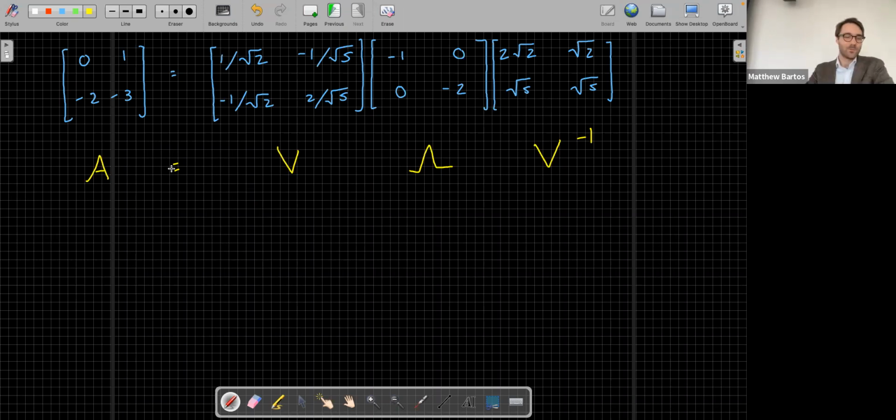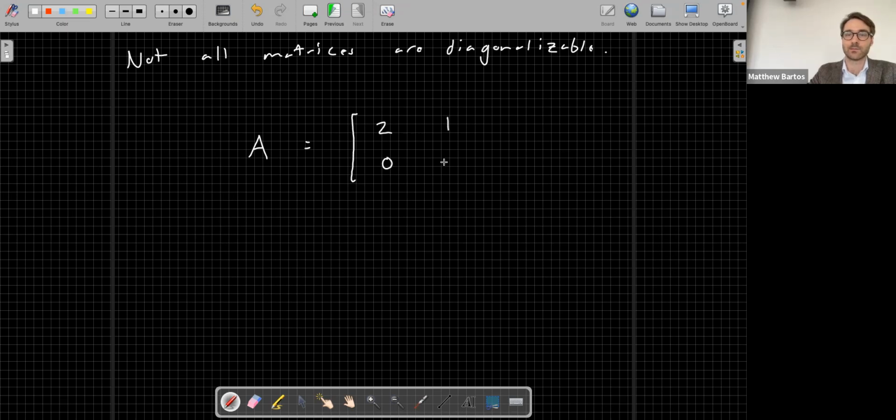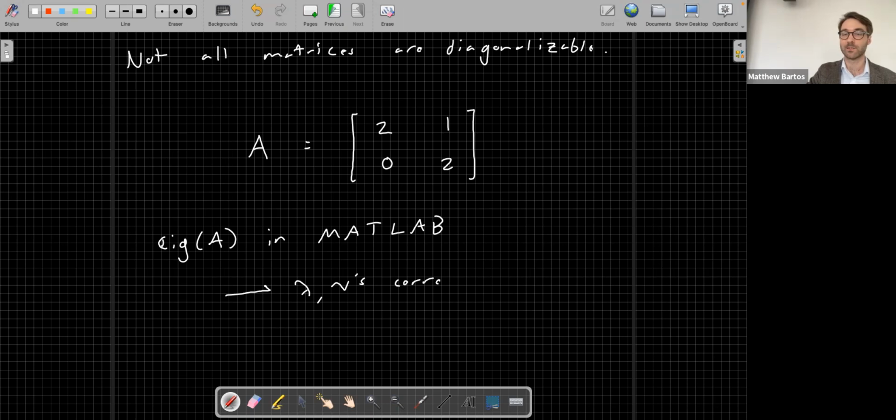No? One quick note I want to make: not all matrices are diagonalizable. This is important, especially if you're trying to do diagonalization numerically. For instance, the following matrix is not diagonalizable. This matrix cannot be decomposed in the way that we showed in the previous slide. In fact, if you try this numerically in MATLAB, if you take, for instance, eig(A), MATLAB will actually lie to you. It will return the eigenvalues and eigenvectors corresponding to the following matrix instead.